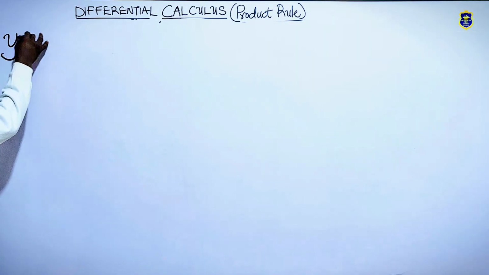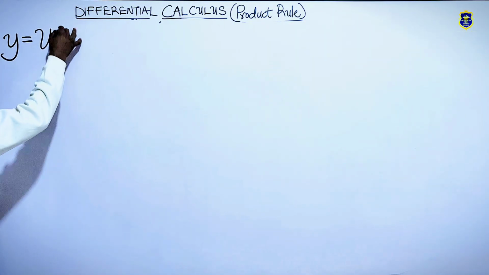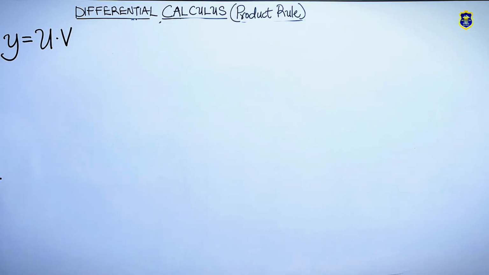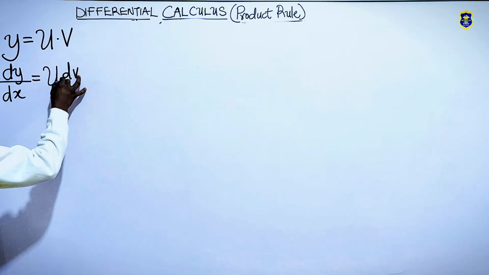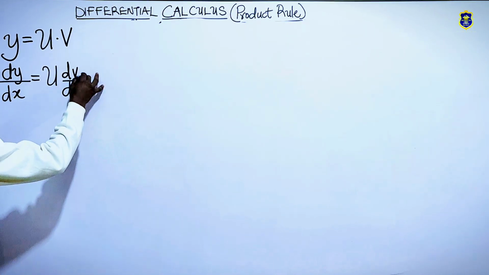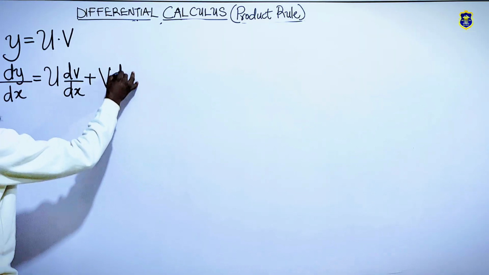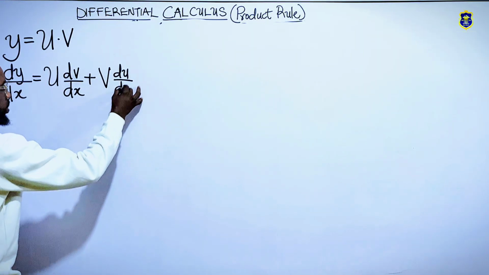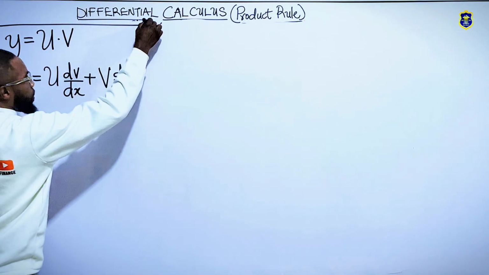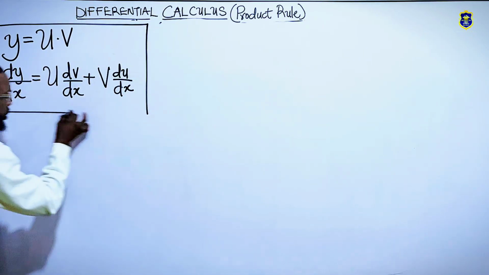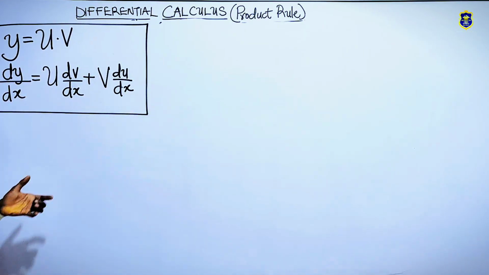Let's say y is equal to uv, involving two variables, u and v, right? And then we say dy over dx gives us what? u dv over dx plus v du over dx, right? This is the first part of our class on differentiation, right? But then we're moving to a more advanced part of it.